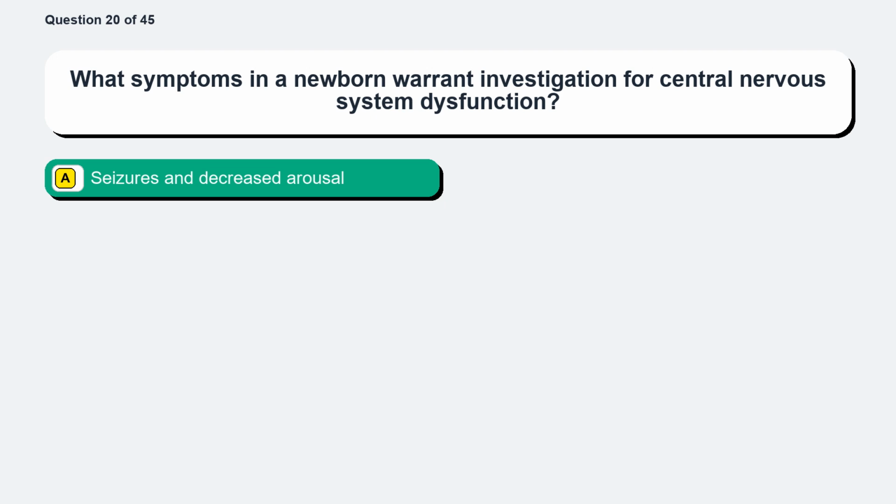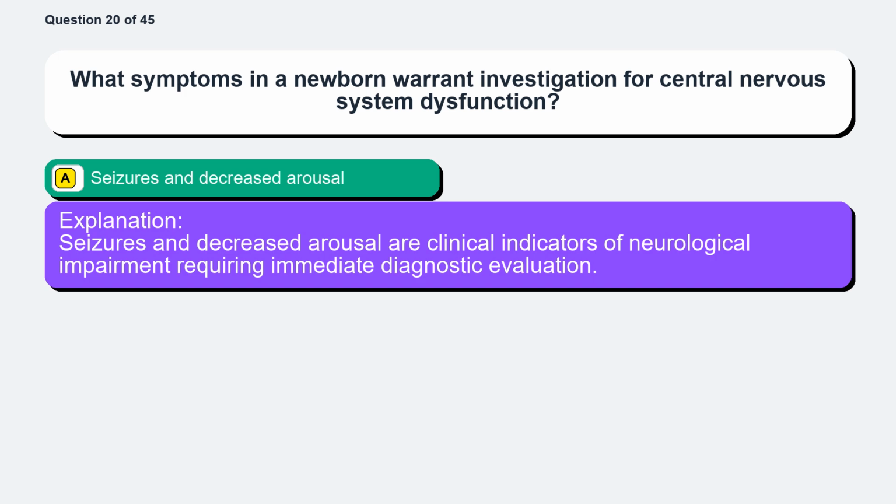The correct answer is option A, seizures and decreased arousal. Seizures and decreased arousal are clinical indicators of neurological impairment requiring immediate diagnostic evaluation.